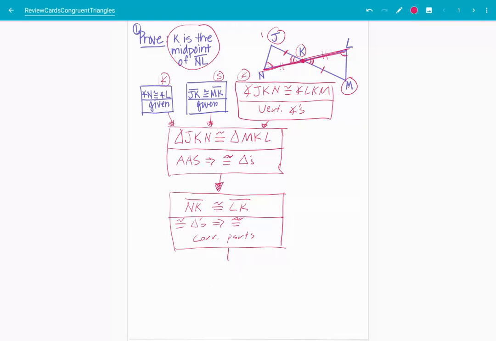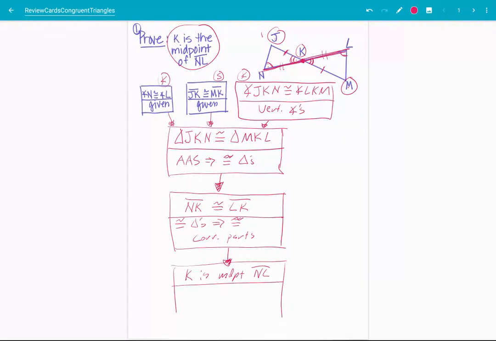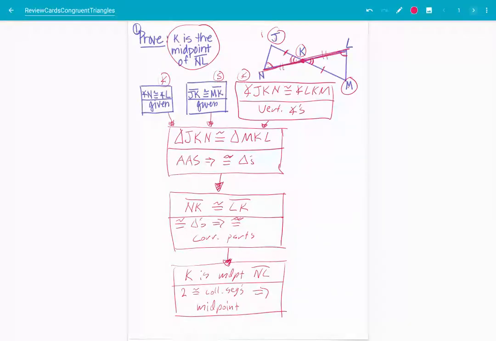And then that leads me to the proof statement that K is the midpoint of NL. And I use the one I just mentioned, but the other way around. Two congruent collinear segments imply a midpoint. And that's it. So there's the first one. Let's take a look at the next one.